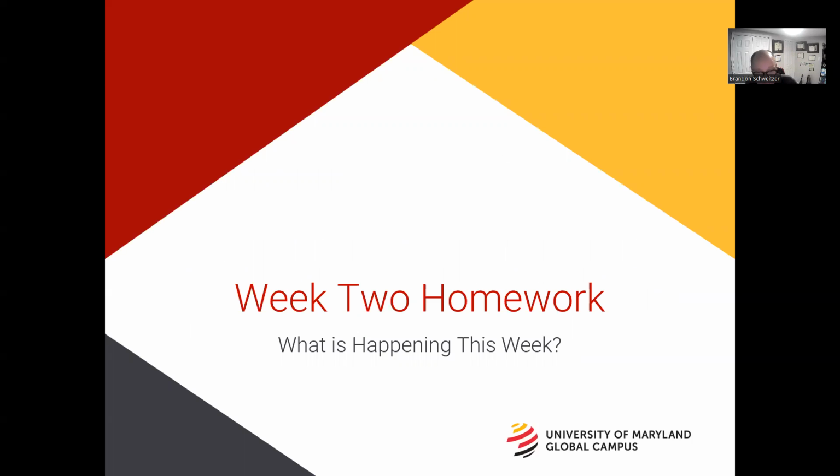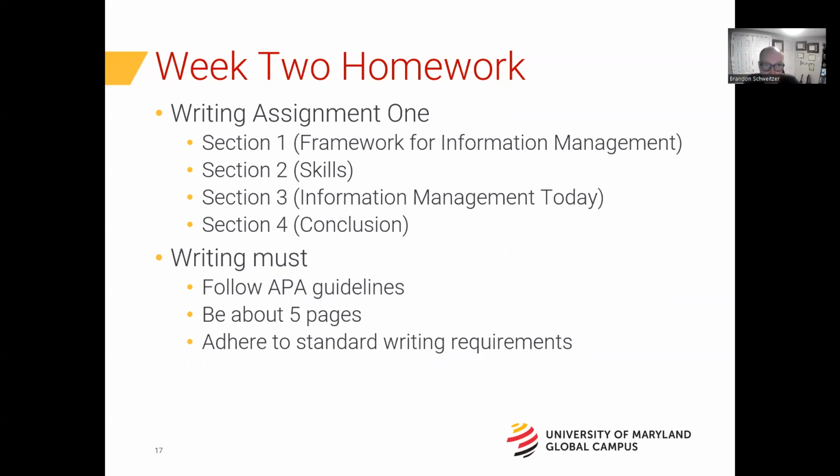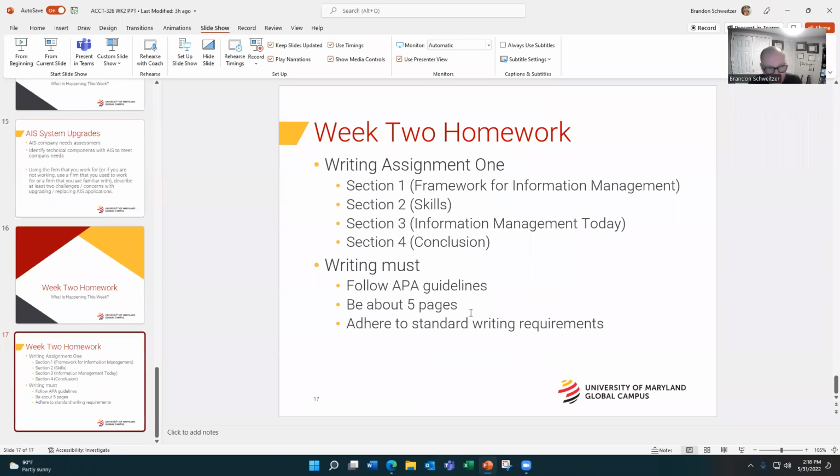What's due this week with respect to homework? Your first writing assignment is due. There are 4 parts to this writing assignment. The first focuses on the framework for information management. I want you to take a look at the reading resources that go along with this assignment to help you complete sections 1, 2, and 3. Section 2 is talking about skills. Section 3 is about information management today. Section 4, your conclusions. Make sure that you follow APA guidelines. It should be about 5 pages. And of course, adhere to standard writing requirements.